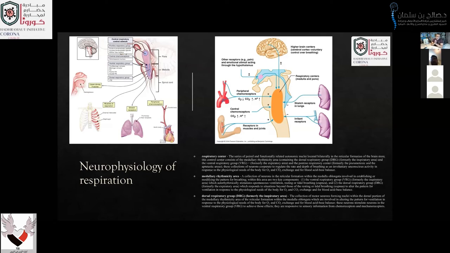Neurophysiology of respiration is one of the most important functions which have to be understood. Anatomically, the respiration is controlled from three main nerve areas. One is from the brain, which is the voluntary movement. Two is from the brainstem, pons and medulla oblongata, which is the involuntary movement. Three is peripheral. We will explain this in detail.